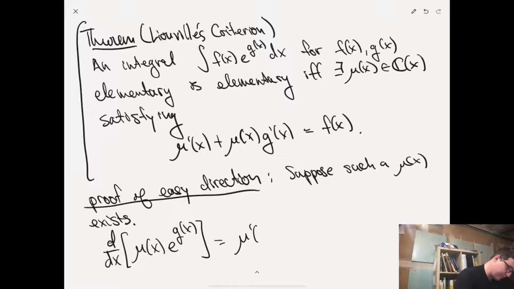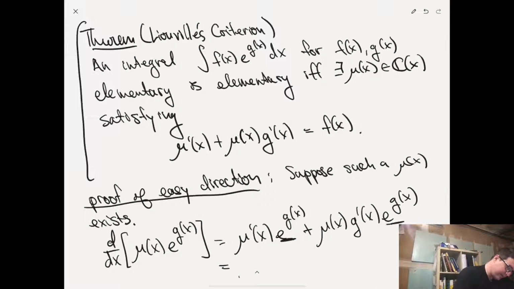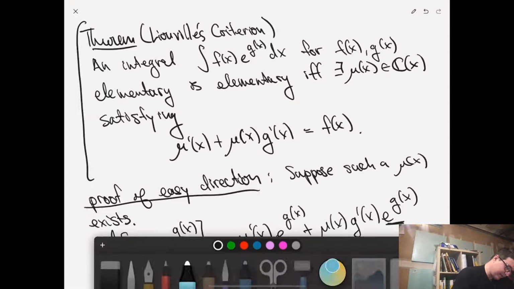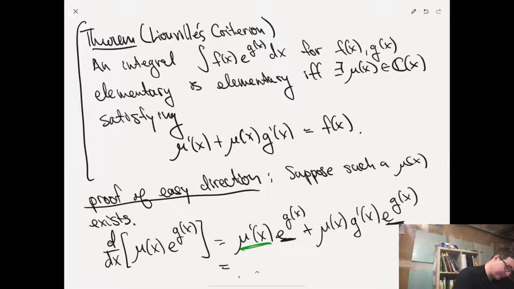And so what do we get? Mu prime of x, using the product rule, plus mu of x g prime of x, times e to the g of x. And this factors out, and you're just left with this stuff, which is this stuff here. So that's just equal to f of x e to the g of x.